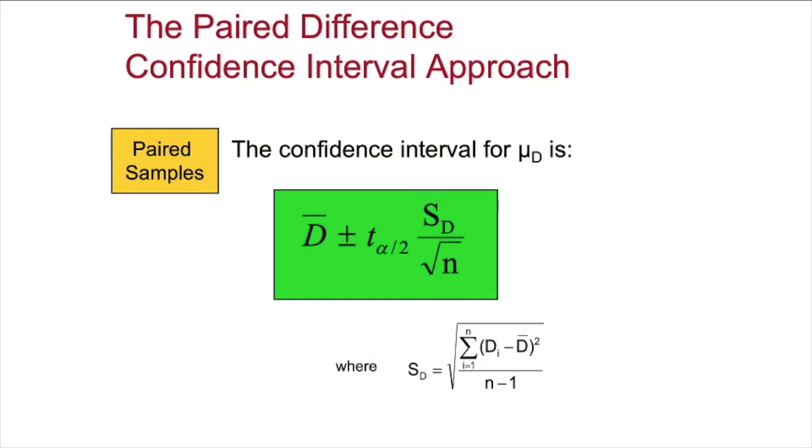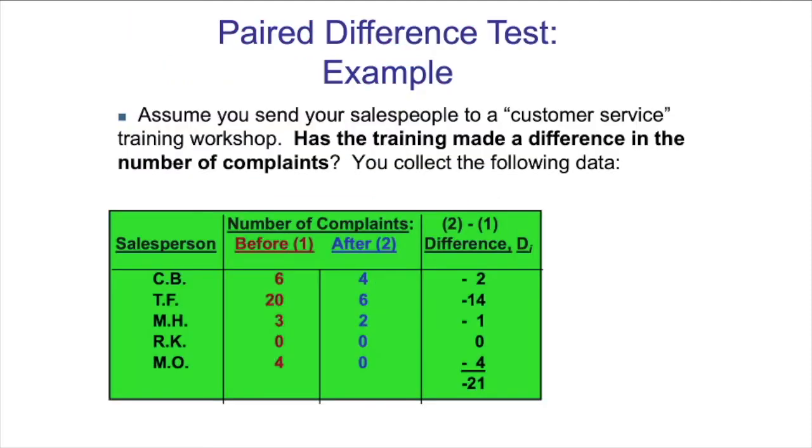And in the same way that we computed a confidence interval for a single variable x, we can now take a confidence interval around the mean of our new variable called d. So again, this should look very familiar. So let us have an example.